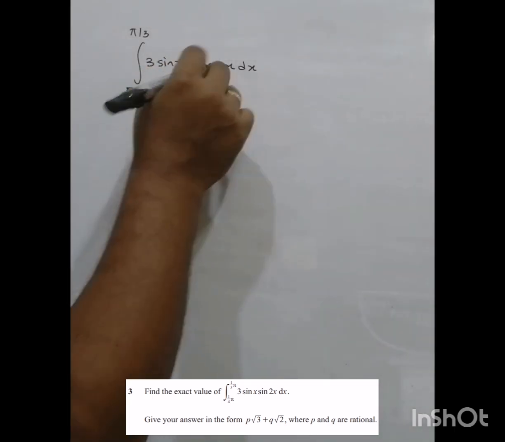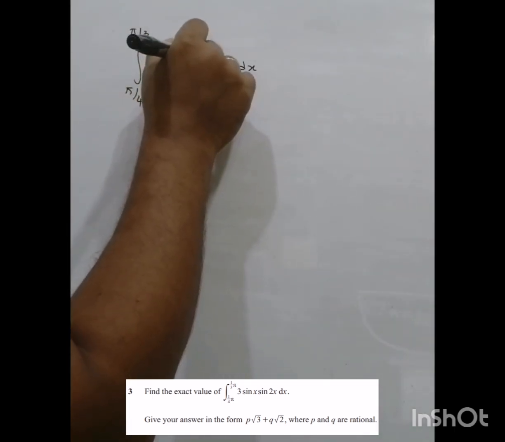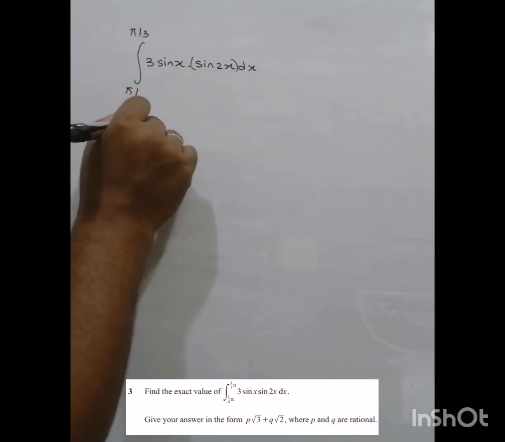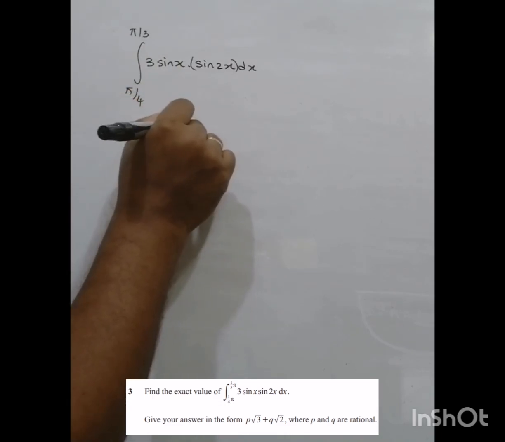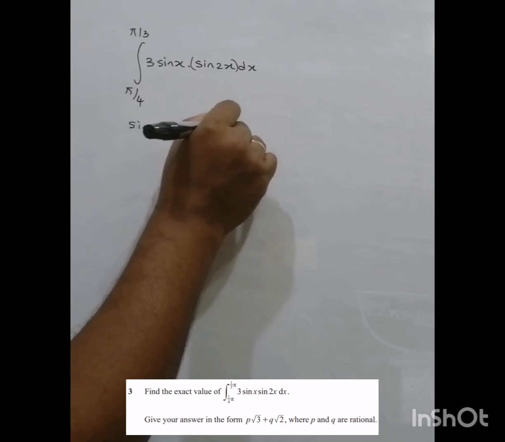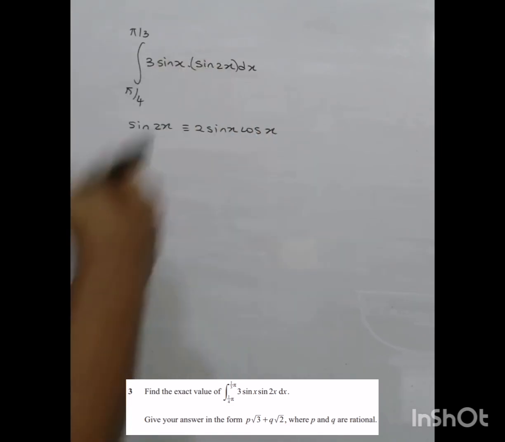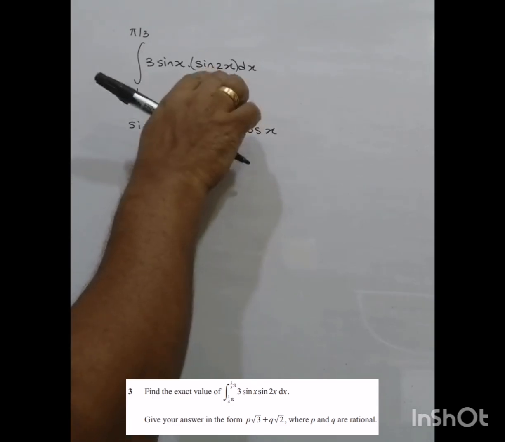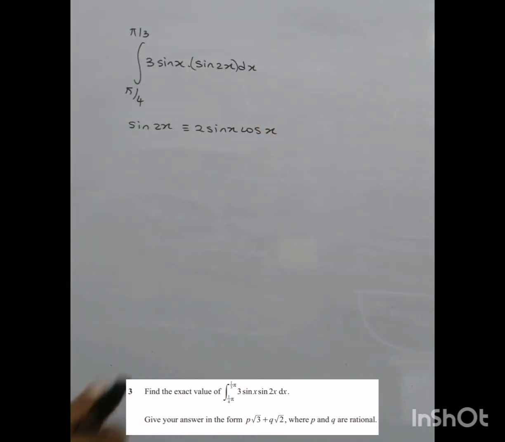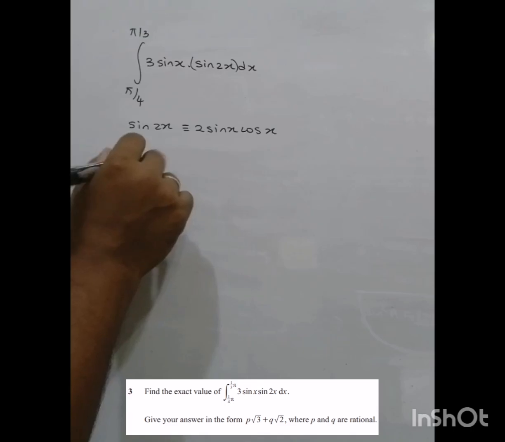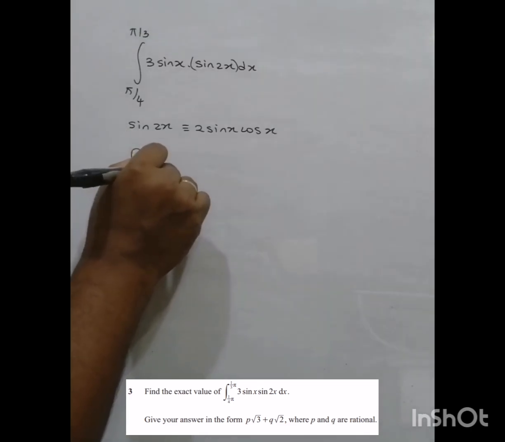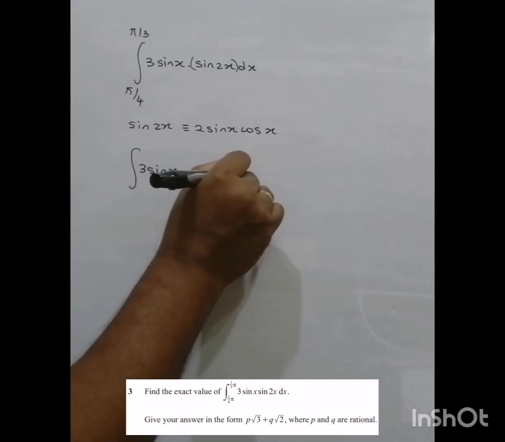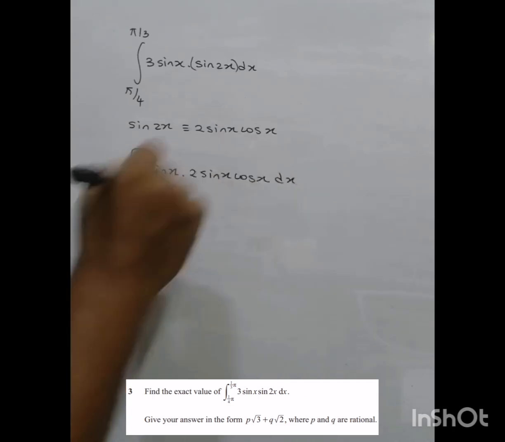We can start this off by looking at a trig identity, specifically for sine 2x. From the double angle formula, we have sine 2x is equivalent to 2 sine x cos x. We can substitute this in this integral over here, in which case we would get 3 sine x multiplied by 2 sine x cos x dx.